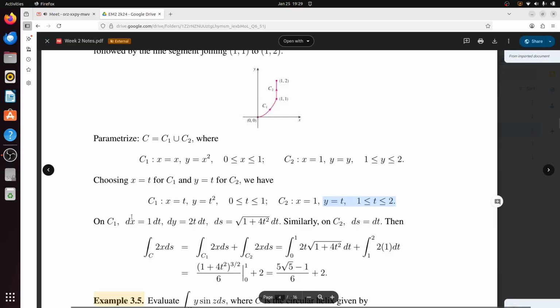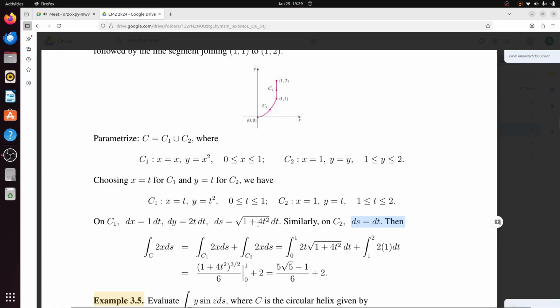So on C1, dx is equal to just dt and dy equal to 2t dt, and your ds becomes square root of 1 plus 4t square dt. Similarly on C2, ds equal to dt. Then the integral over C of 2x ds is the integral over C1 plus the integral over C2, which is the integral from 0 to 1 of 2t square root of 1 plus 4t square dt plus the integral from 1 to 2 of 2 into 1 dt. You just need basic numerical calculation, there is nothing special in it, and if you solve it you will get (5√5 minus 1) by 6 plus 2.